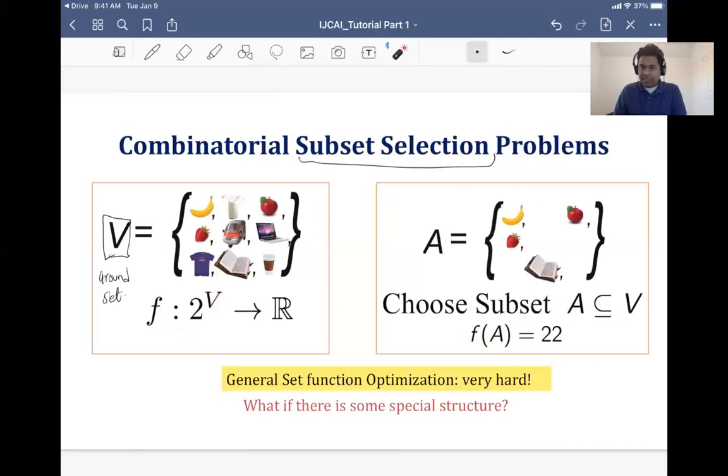As you can imagine, if there is no specific structure on f, then optimizing this is very hard. In general, this would be NP hard. It would not just be NP hard, it would be even NP hard to approximate, so you cannot even get any approximation guarantees. So what if there is some special structure? One such special structure is the property of submodularity, which we will talk about in this tutorial. And in part two, we will connect how several of the data selection, feature selection, and summarization techniques tie back to submodularity.